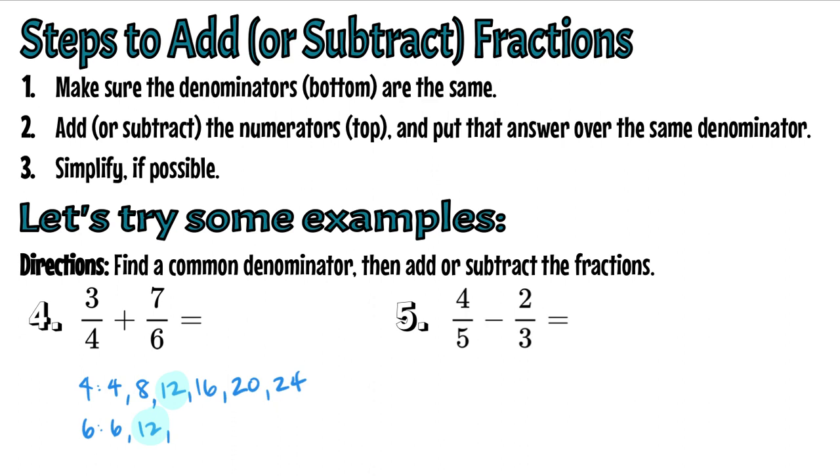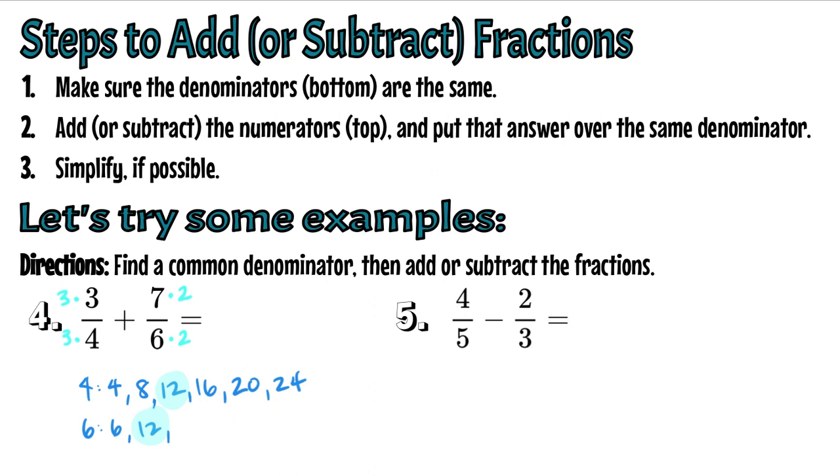Now, to make our denominator 12 in the first fraction, what would we need to multiply 4 by? We need to multiply it by 3, right? Because 3 times 4 is 12. If we multiply the denominator by 3, then we have to multiply the numerator by 3 as well in order to maintain the same fraction. We also want to look at how do we get 6 to equal 12? We multiply it by 2. If we multiply the denominator by 2, then we also need to multiply the numerator by 2.